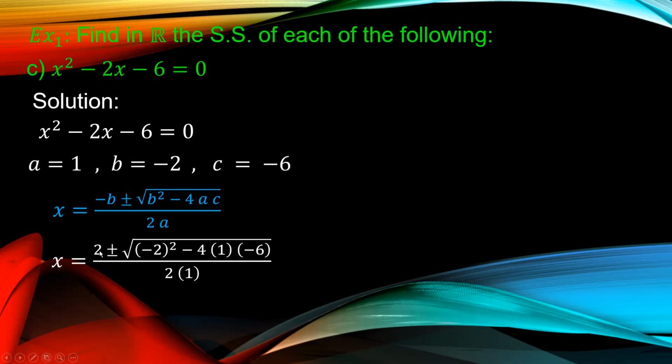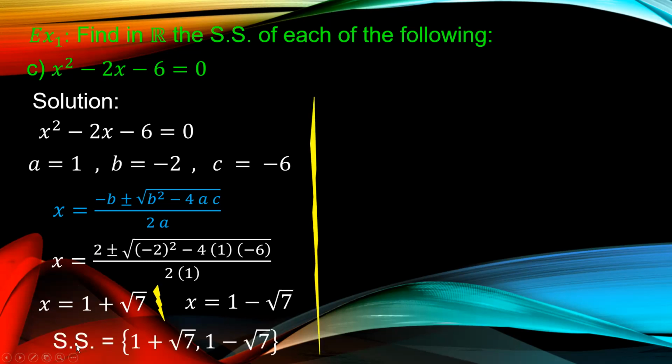Then x equals, by substitution, 2 positive or negative square root of negative 2 power 2 minus 4 times 1 times negative 6, over 2 times 1. Then x equals 1 plus root 7, and the other root, x equals 1 minus root 7. Then the solution set of this equation by the general formula equals the set of 1 plus root 7 and 1 minus root 7.